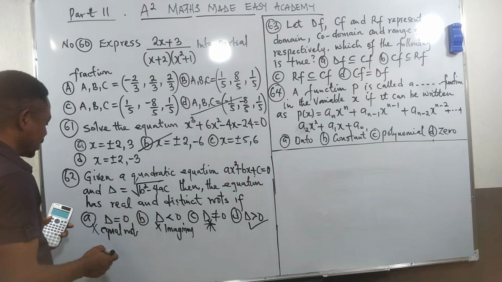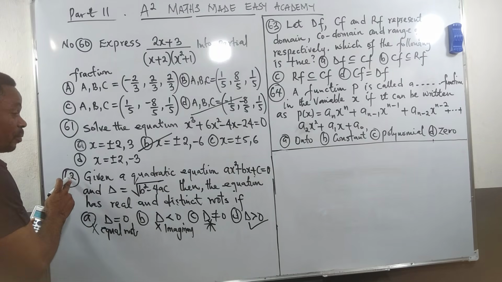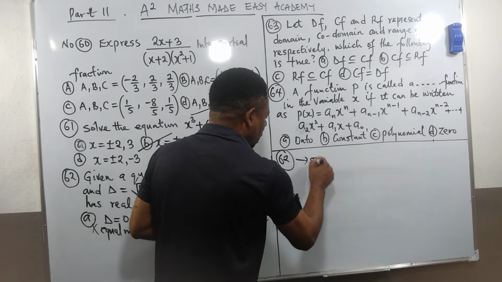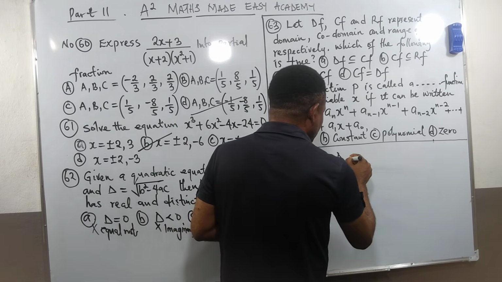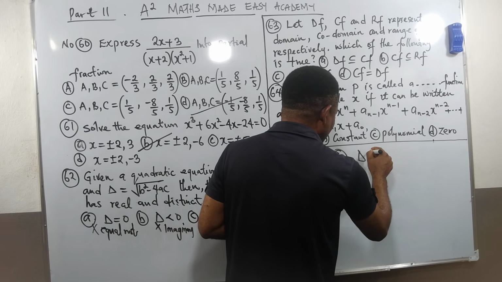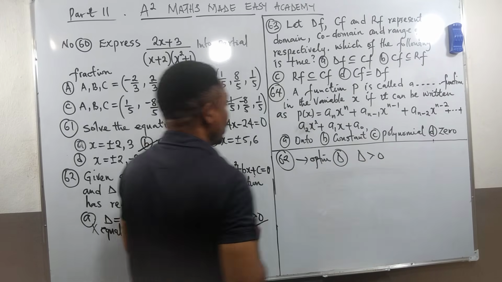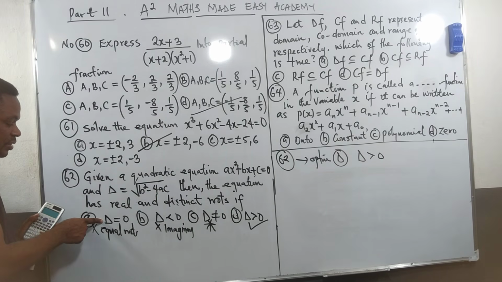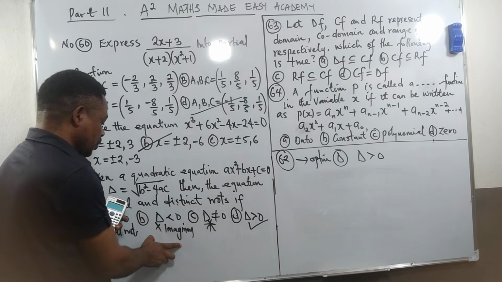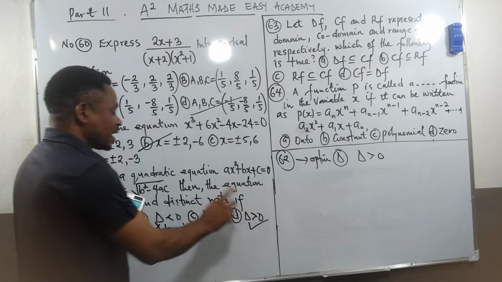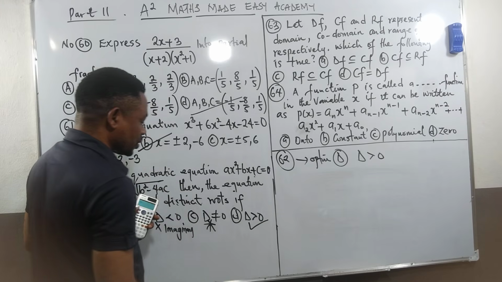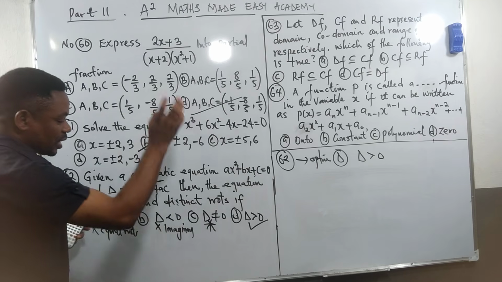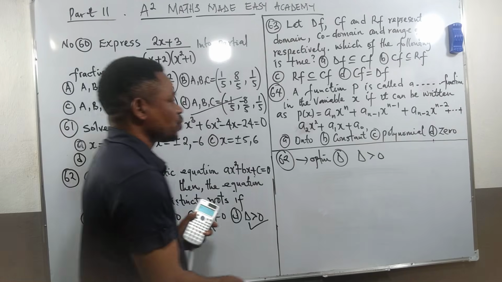So the correct answer in number 62 is option D, which is discriminant greater than 0. That one is called real and distinct. What if they say it's equal root? Select A. If they said imaginary root, select B. If they said real and distinct root, select D. But if they said which among these is not part of the discriminant, you select C. Can we move to the next question?